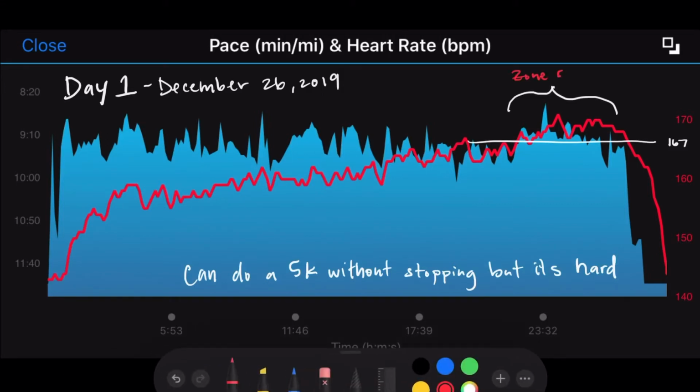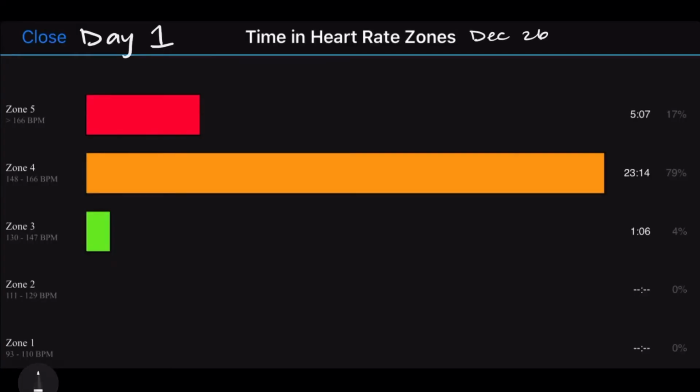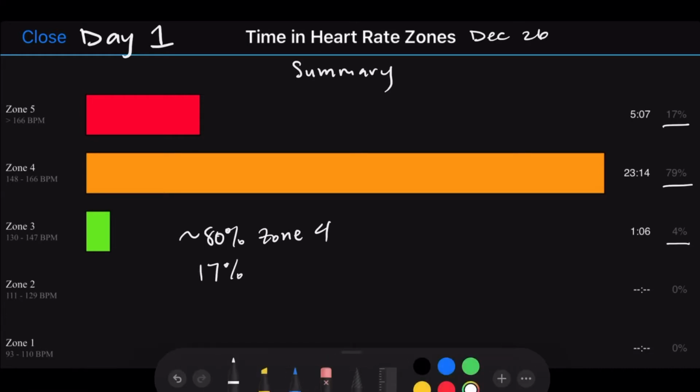What ended up happening over here was that instead of managing my heart rate, I was still going for my goals of speed. In the summary, you can see that I was in the orange zone right away almost. I only spent 4% of my time in zone 3, and 17% of my time was spent in zone 5, which meant that I ended the run extremely exhausted and I couldn't do anything else that day.